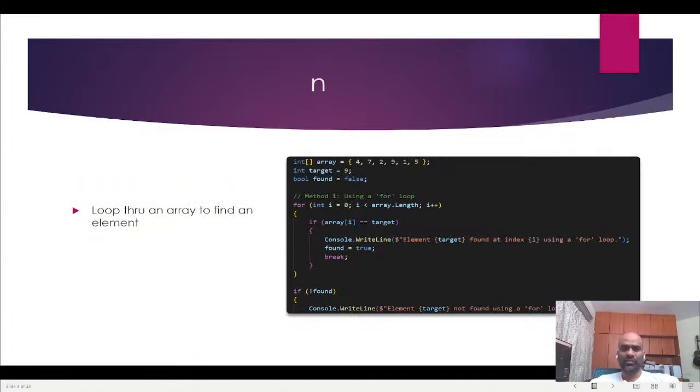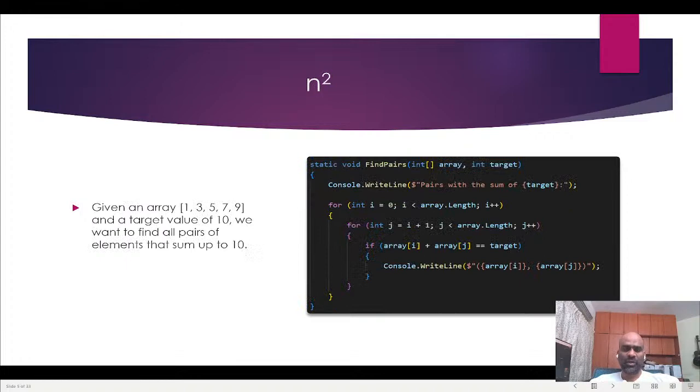These are the times taken for the algorithm to run based on the problem. Okay, so for n, we are actually looping through the problem, so it will take n seconds. Let's not complicate it with the n seconds. So next is n squared. Right now the problem is we have an array 1, 3, 5, 7, and 9, and a target value of 10. We want to find all pairs that sum up to 10. Okay, so we are using 2 loops now. So there are 2 loops, right? So n into n is n squared.